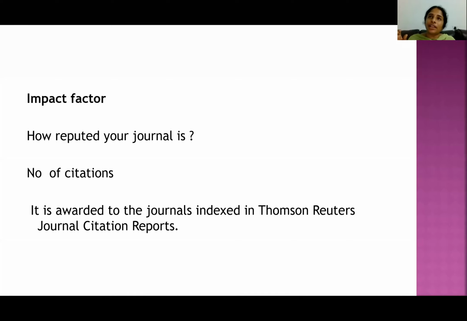How can you do that? You go to the journal website. Every good standard journal website will tell you the impact factor of that journal. The impact factor will tell you whether this is a good research article, whether it is peer reviewed, and all that.